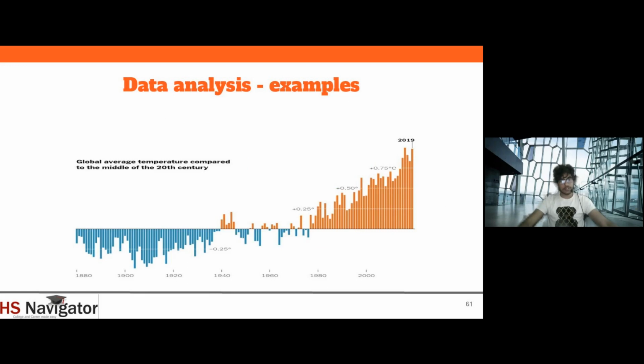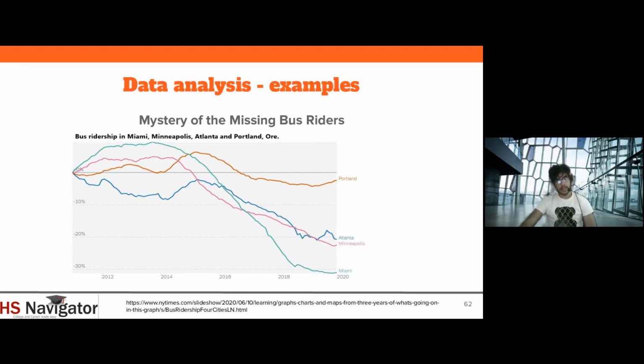Over here, you can see the bar graph showing the average global temperatures compared to the middle of the 20th century. Based on this, once again, you can see a very obvious increasing trend in recent times. As time goes on, the average temperature is also increasing. And over here we have the mystery of the bus riders. Overall, after some point around 2016, the average bus riders in all four of these cities consistently declined.